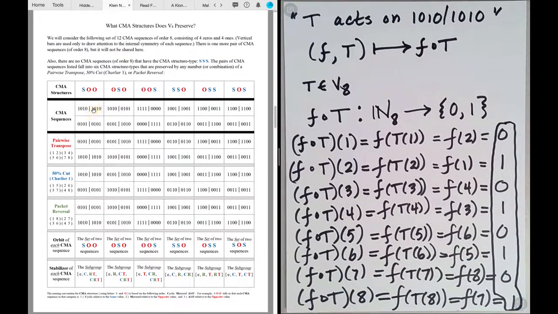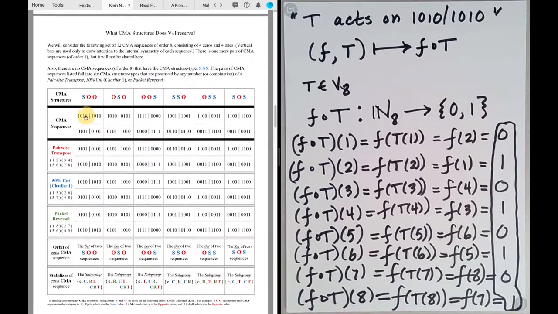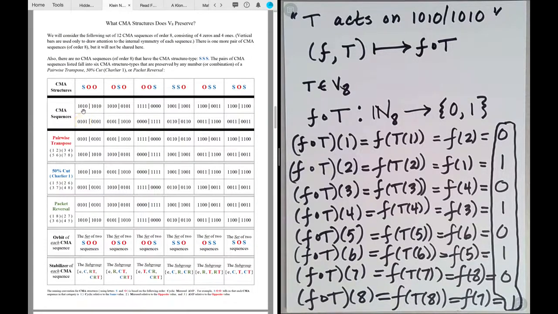Okay, so what that shows then is the orbit of each of these individually, the orbit of this one right here, is the set of the two of them. It's that one and that one together constitute the orbit of that CMA sequence. Also, the two of these together in a set constitute the orbit of this CMA sequence down below. So that's why it says the orbit of each CMA sequence will be the set of two SOO sequences, which are these two here. Okay, and a similar thing can be shown for the orbits for the others over here.